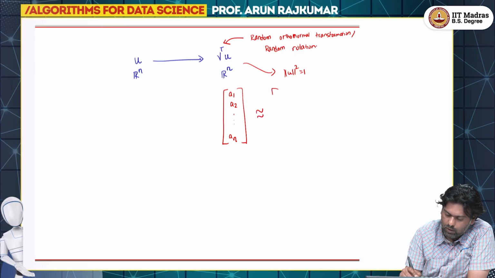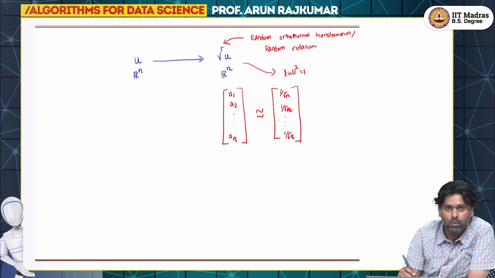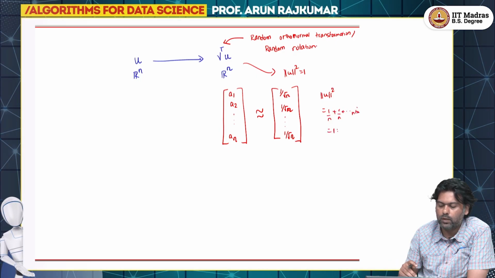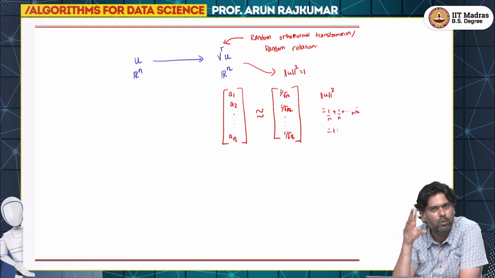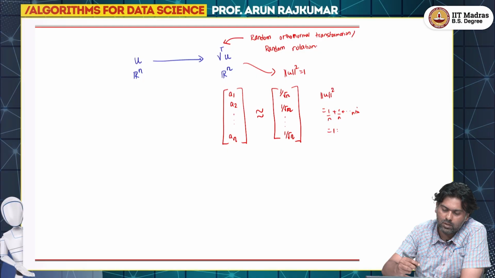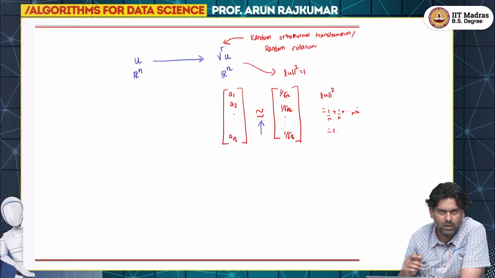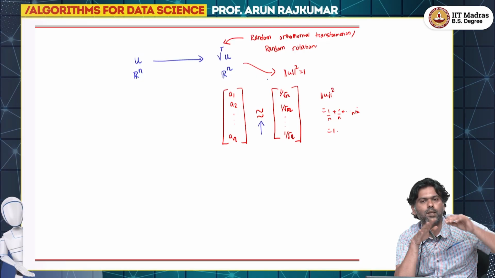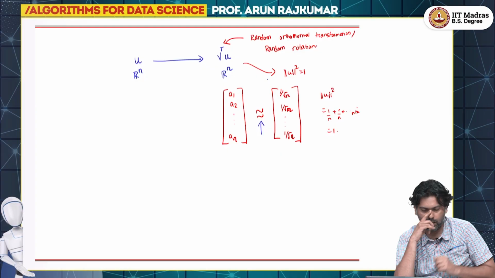Roughly speaking, this vector is going to look like 1 by square root n, 1 by square root n, 1 by square root n. Why 1 by square root n? Then the length of U squared is just 1 by n plus 1 by n plus, n times, which is 1. So all the components are going to be nearly the same. Of course, it will not be exactly 1 by square root n, but it is going to be close to 1 by square root n. That is why I am saying approximately. What we are doing is an approximate understanding of what is happening. All these values are going to be something like 1 by square root n, which means that no direction is more important than any other direction. That is a property.